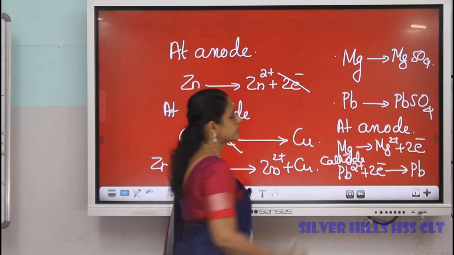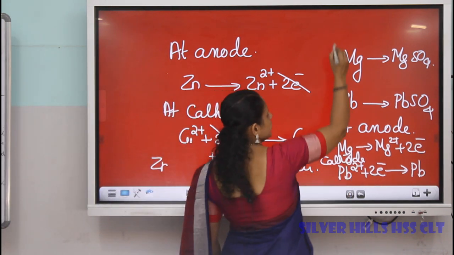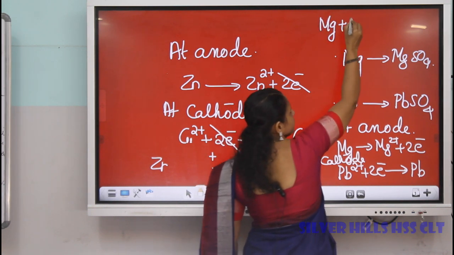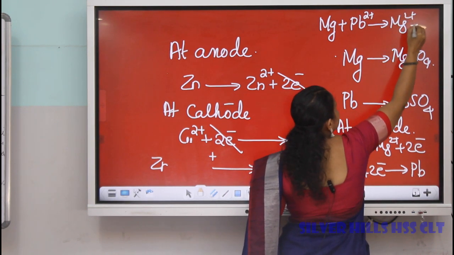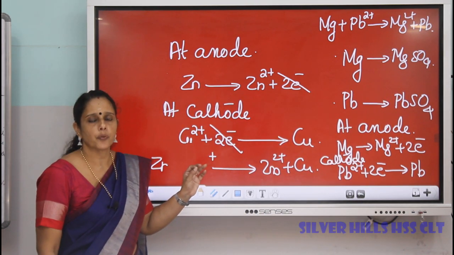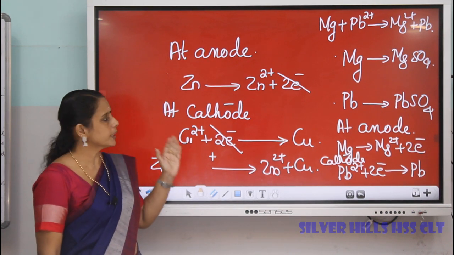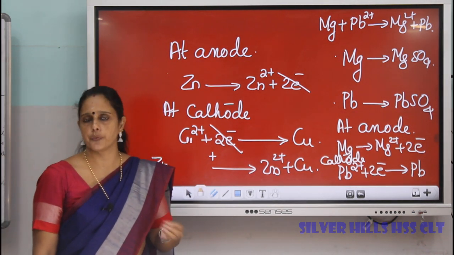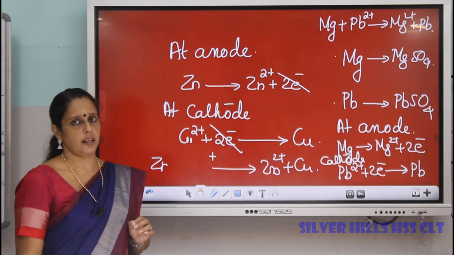So, what is the net cell reaction taking place? Adding these two half cell reactions, that means Mg plus Pb2+ gives Mg2+ plus Pb. So, one undergoes oxidation and one undergoes reduction, and it is an example of an electrochemical reaction, that is, a redox reaction. So, we can construct a number of electrochemical cells if we know the electrode potential of different electrodes. But the best example for an electrochemical cell is the Daniell cell.